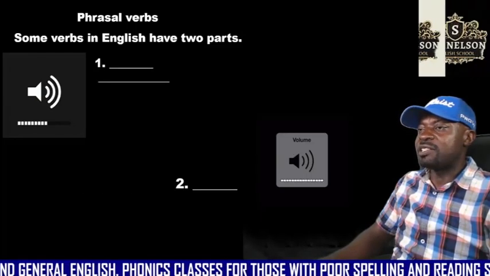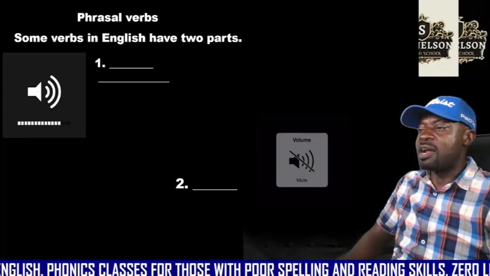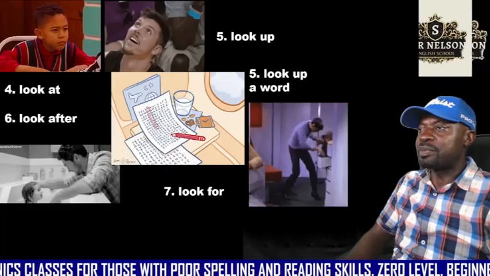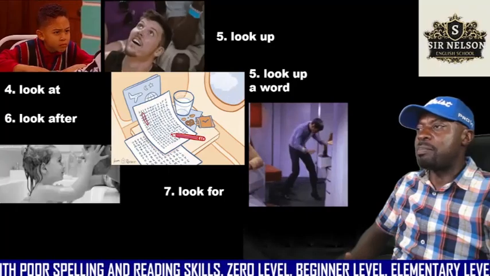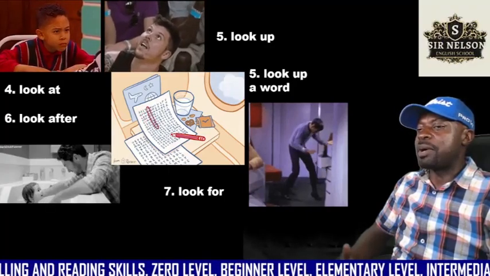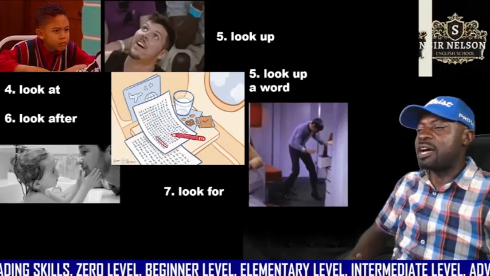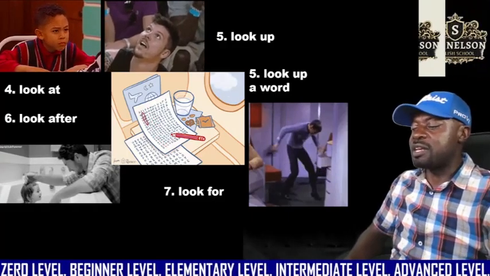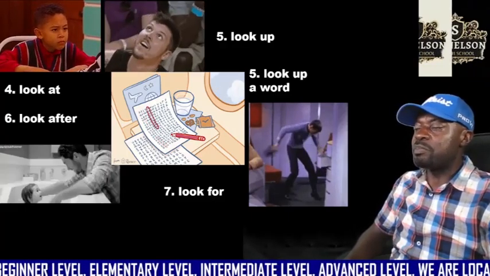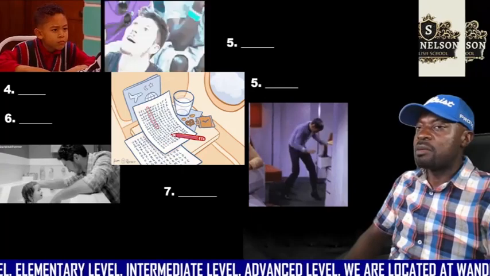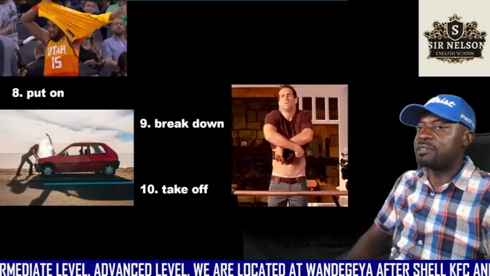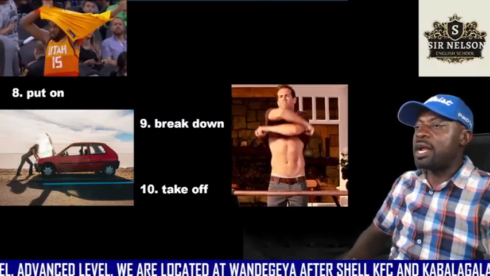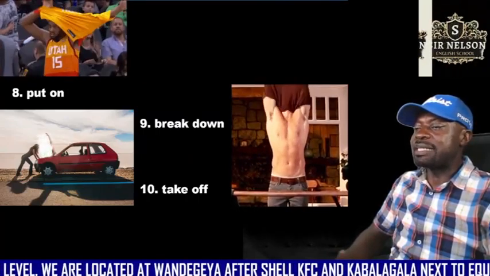Practice. What is the phrasal verb? Number one, number two. Look at, number five. Look up a word, look after, look for. These are phrasal verbs because they have two parts. Practice. What are 4, 5, 6, and 7? Put on, break down, take off.